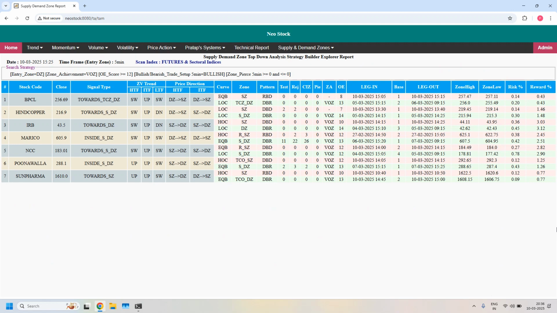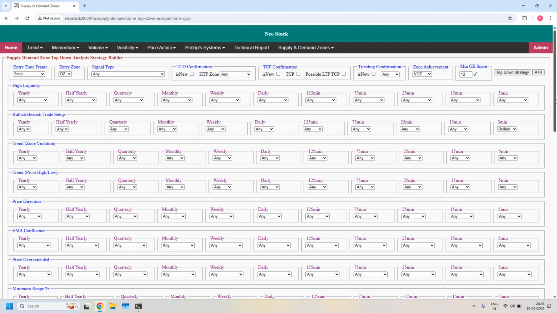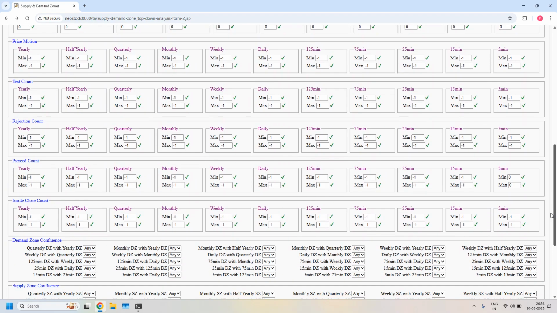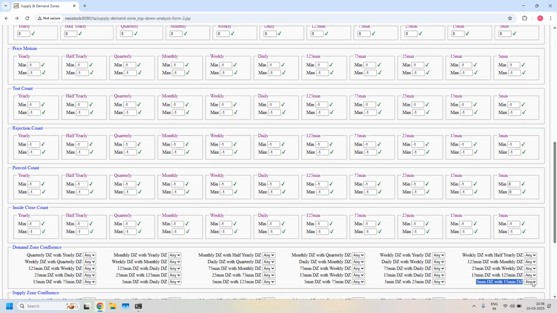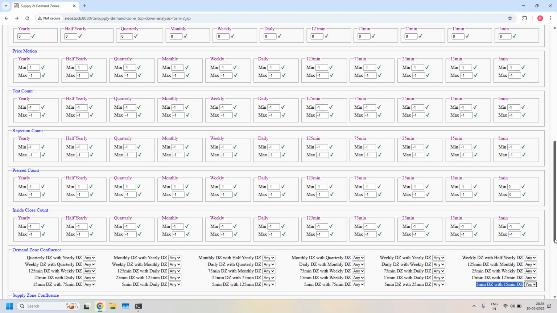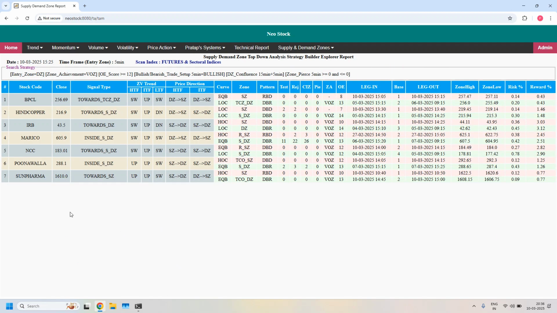Let's verify high probability trade setup supported stocks to get success. First filter is LTF, ITF, demand zone confluence. That is 5 minutes and 15 minutes demand zone confluence. With this filter, out of 7, we got all the 7 stocks. Now, out of these 7, let's check how many are having a 15 minutes demand zone with daily EMA confluence, because 15 minutes trend is up.